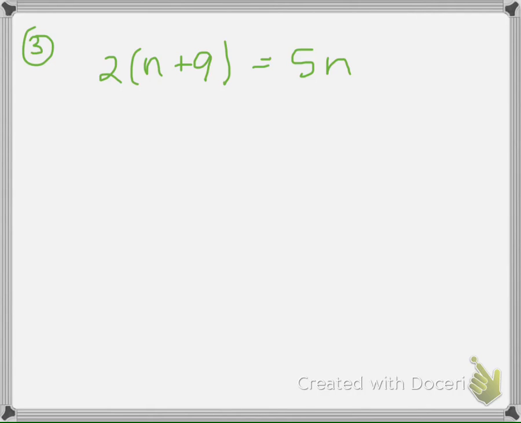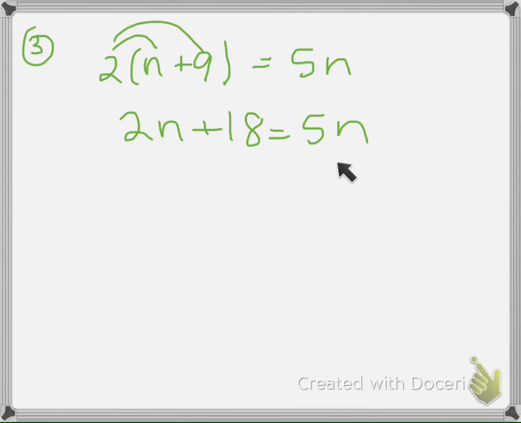Okay, first thing I need to do is distribute. So 2 times n is 2n. 2 times 9 is 18 equals 5n. Okay, so now I have it to where I have a variable on both sides, and I need to get them onto one side. I know I cannot subtract 5n on both sides because that would leave me with nothing over here. And I can't make an equation to where there's nothing on one side.